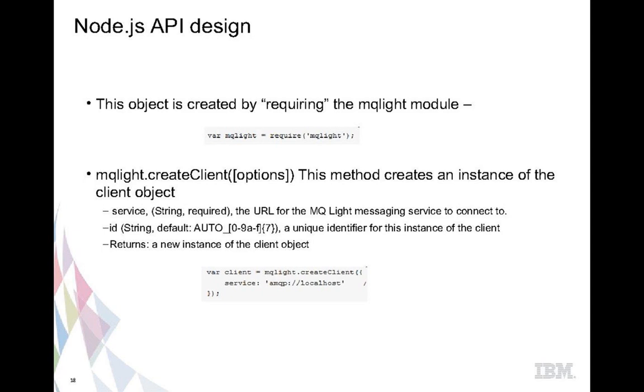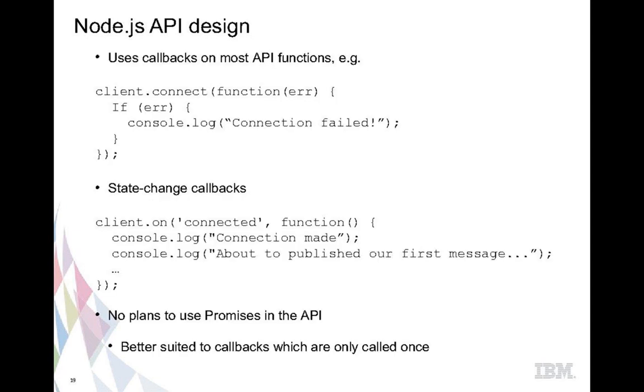I'm on the next slide. So it uses callbacks for most of the API functions. client.connect is the next call.